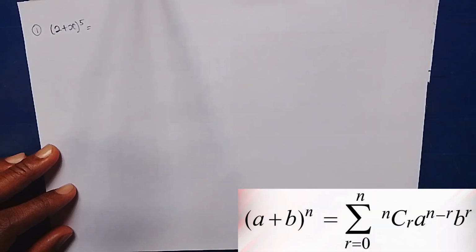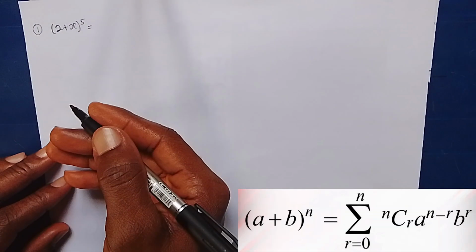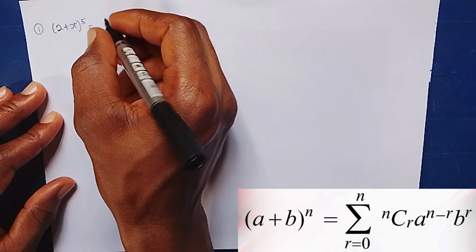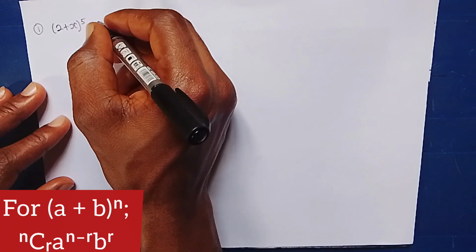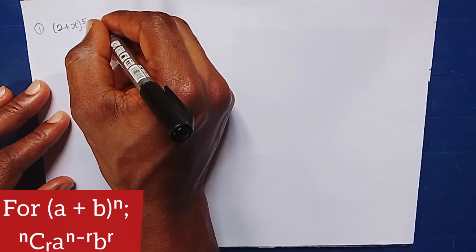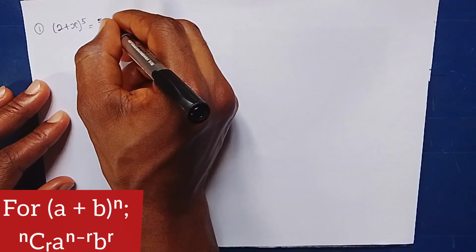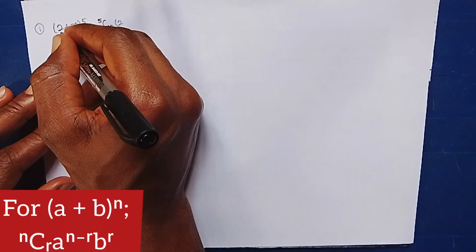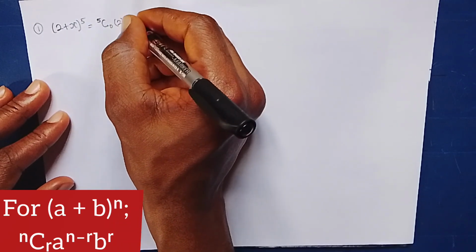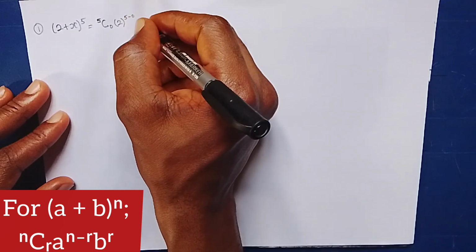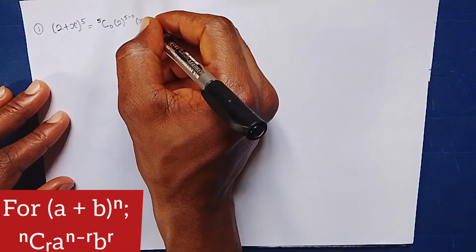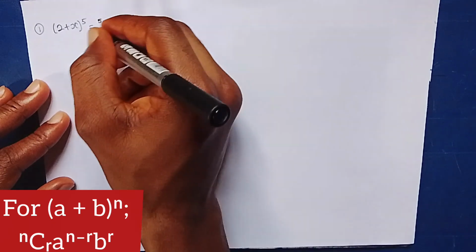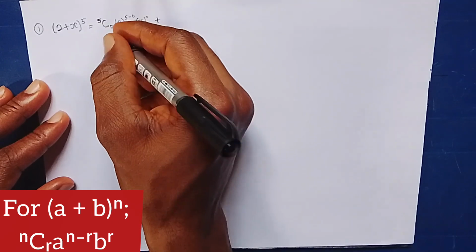Now remember what our binomial theorem is. That's what we'll be applying in here. And in expanding this, using the formula for each term, we have 5 combination 0, 2, in this case, 2 is our a. 2 raised to the power 5 minus 0, and x raised to the power 0. Plus, remember we'll continue until our r is 5.